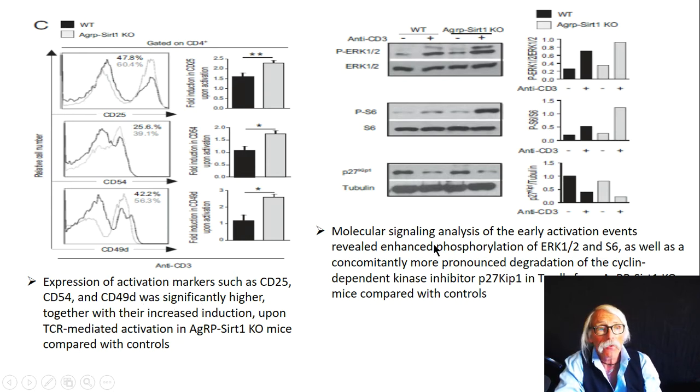Now, molecular analysis of that early activation event, this is an early activation event at the T cell level, revealed enhanced phosphorylation of the ERK, it's a kinase, 1,2, we talked about this in previous discussions, and the S6, as well as concomitantly more pronounced degradation of cyclin-dependent kinase inhibitor, which is called P27-KIP1, in T cells from the knockout mice compared with controls. So every step of the way, you're getting more of this when you look at the knockout and you turn it on, right? That's the CD3 monoclonal antibody turning it on. You get more of all of these systems, right?